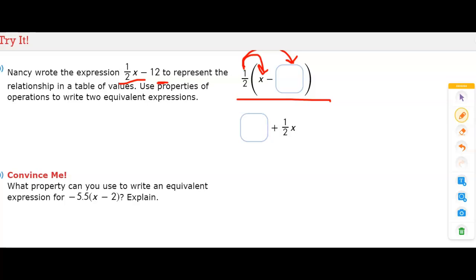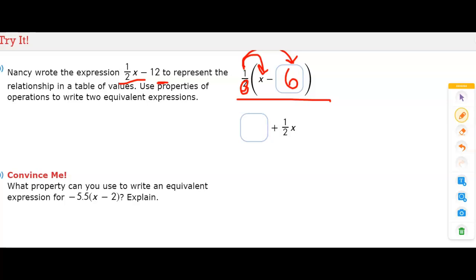So again, as I showed you in 4-1, when you are multiplying times a fraction, you are actually dividing. So 12 divided by, and you divide by the denominator. So 12 divided by 2 will give me 6. So the answer there would be 6. And that is one way of writing an equivalent expression.